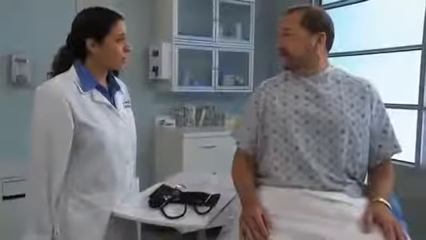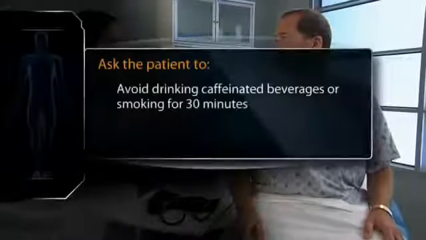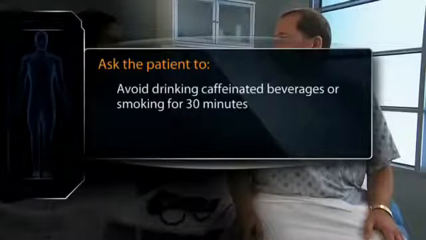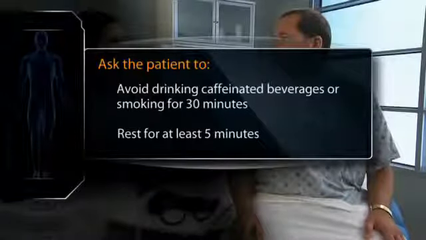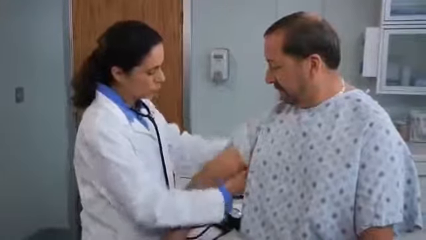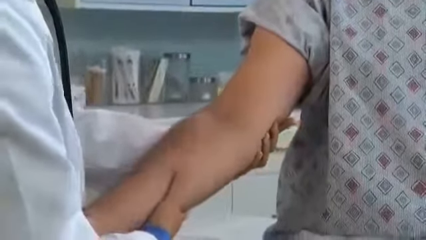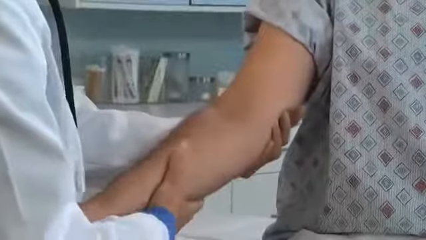Make sure the examining room is quiet and comfortably warm, and before assessing the patient's blood pressure, take these steps to make sure the measurement will be accurate. Ask the patient to avoid drinking caffeinated beverages or smoking for 30 minutes and to rest for at least 5 minutes before the blood pressure is taken. Check to make sure the selected arm is free of clothing. There should be no arteriovenous fistulas for dialysis, scarring from prior brachial artery cut-downs, or signs of lymphedema.